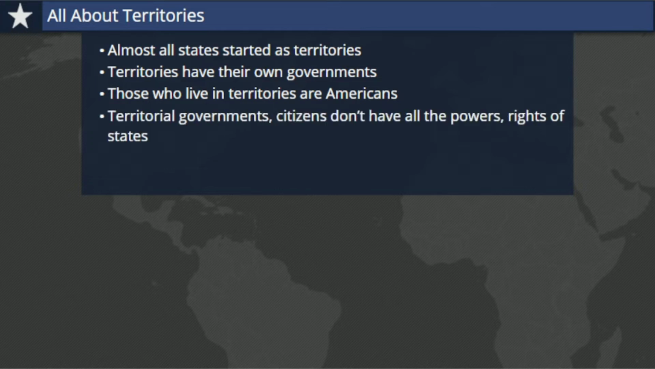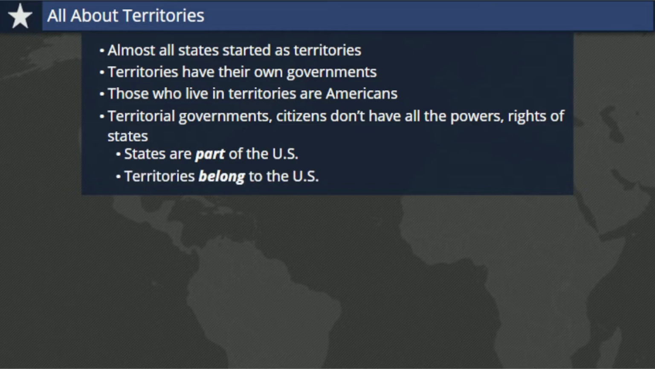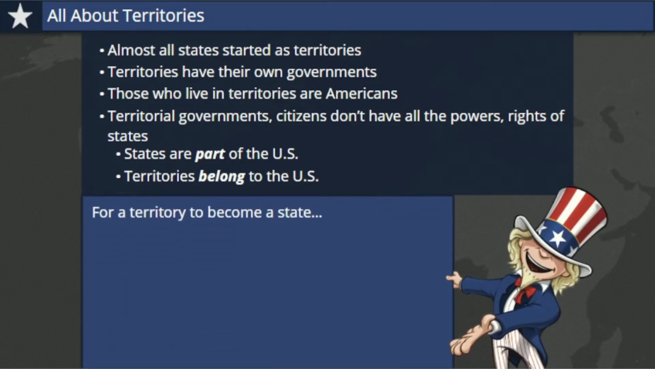Territories have their own governments, and those who live in territories are considered Americans. But the governments and citizens of territories don't have all the rights and powers possessed by the states. To put it simply, states are part of the union that is the United States, while territories belong to the union. For a territory to become a state, several important steps must occur.